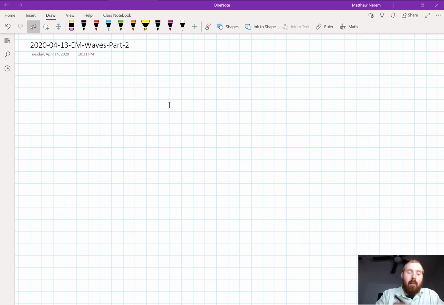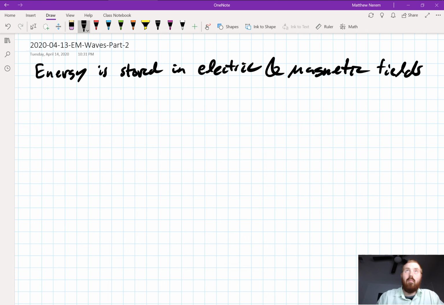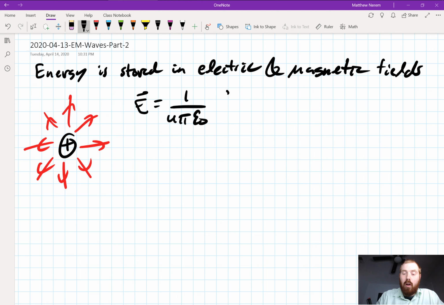So one thing we're going to establish is that energy can be stored in fields, both electric and magnetic. So think about this. If I've got my proton, it's radiating electric fields in all sorts of directions. You might recall from Coulomb's law that that electric field goes as 1 over 4 pi epsilon naught, charge over the distance from the charge squared, all pointing out radially.